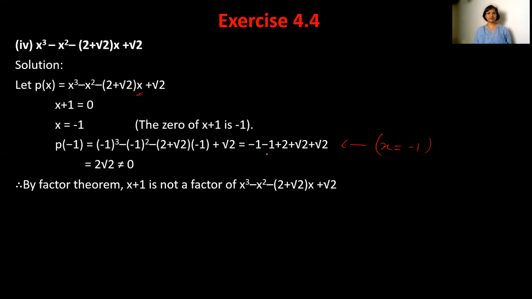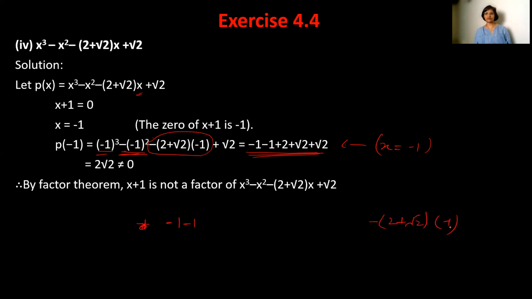So what will come here? How does it come? This will become -1, this will become 1, into +1, into -1, -1. So what will it become? -1 -1 again. Here, don't get confused to solve this. Don't make it complicated. Here we have -2 plus under root 2 into -1.